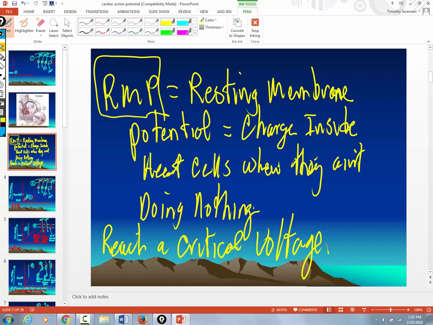I said that leak channels, the sodium potassium pump, and voltage gated channels had to be 3 of those ways. Do you remember that? This is where it's going to come back to you. It ain't going to bite you. It's just going to come back to you. Tell me you got that. So when you reach a critical voltage inside that cell, that critical voltage is called threshold. And at threshold, you activate voltage gated channels.